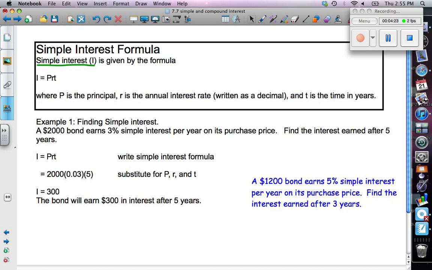So what I'd like you to do is go ahead and try this one on your own using the same equation. Press pause now and give it a try.